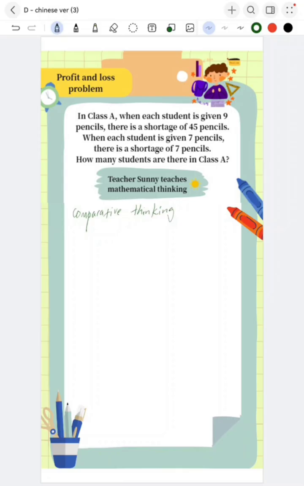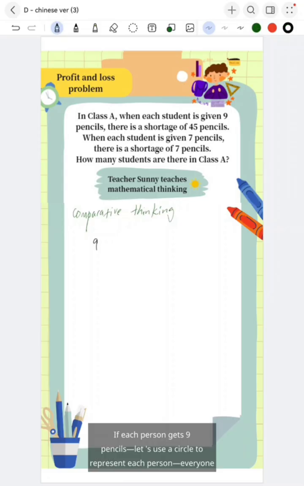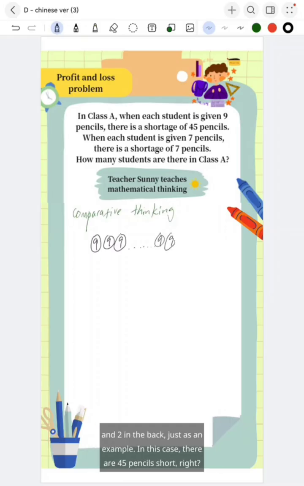Okay, first of all, if each person gets 9 pencils, let's use a simple circle to represent each person. Everyone receives 9 pencils. But we don't know how many people there are in total, so I'll just draw 3 in the front and then 2 in the back, just as a visual example. In this case, there are 45 pencils short, right? So 45 pencils are lacking here.